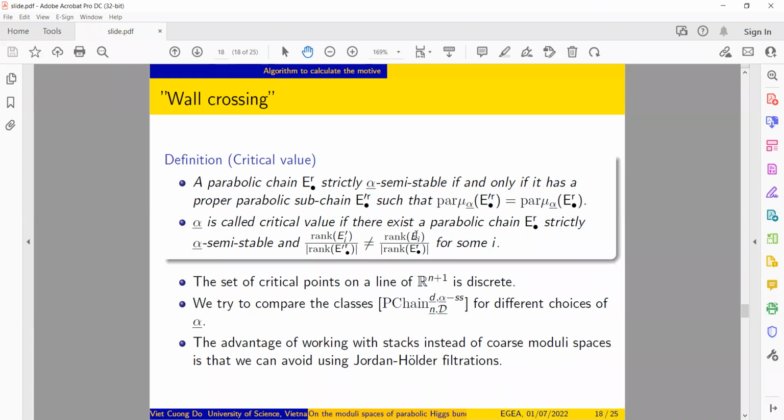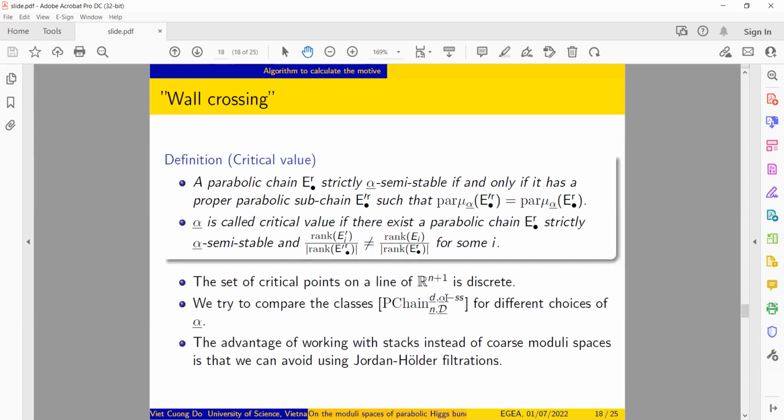The critical value is where some subchain has slope equal, and the slope is unequal in another value. So in some sense, in the space R^n plus R, the set of crossing points is discrete. It's very easy to prove that. And now we can think about that.